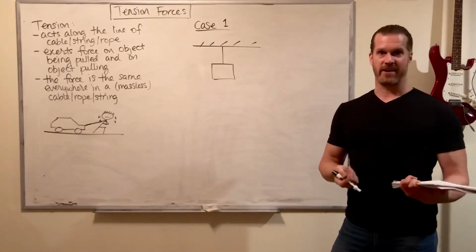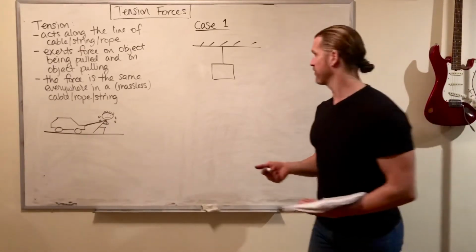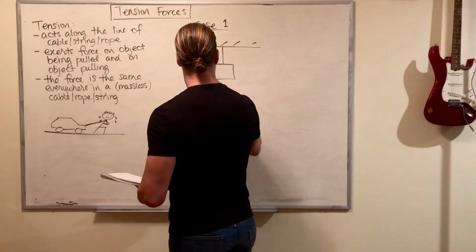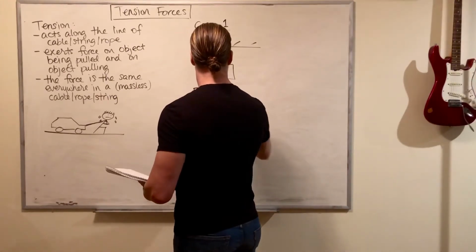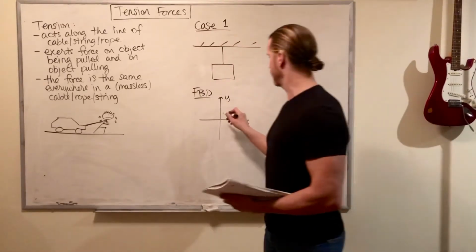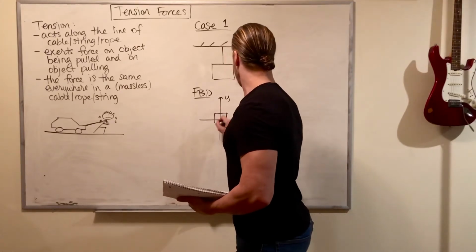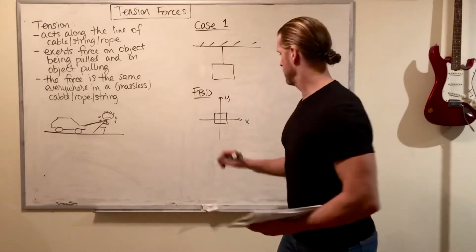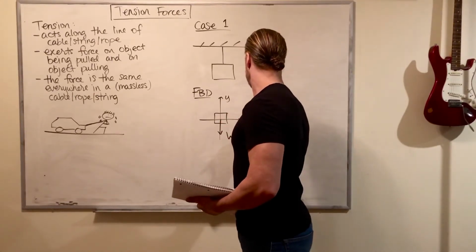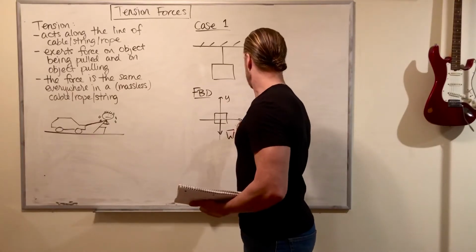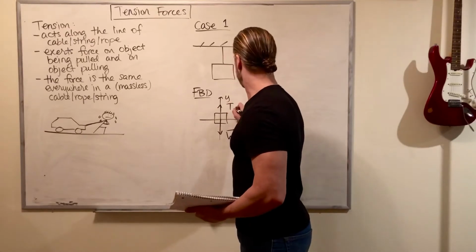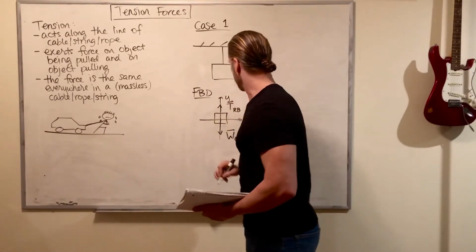So let's draw a free body diagram and analyze the tension force. Standard XY, vertical, horizontal is a good coordinate system. We place our object of interest, that box, at the center. Gravity is pulling down. And there's tension force from that rope on our block.